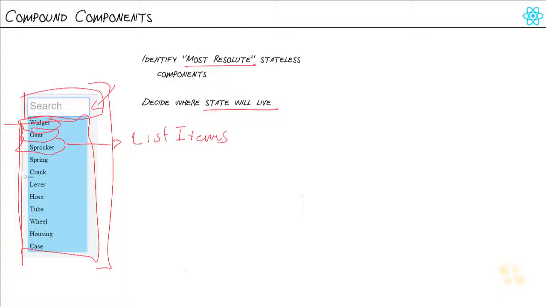Now, if I'm really getting advanced, I can also look at this and identify two background data structures that I'm going to need. I'm going to need my initial list of items. Why is that? Well, because this list is going to be static right here. That's my initial list of items.